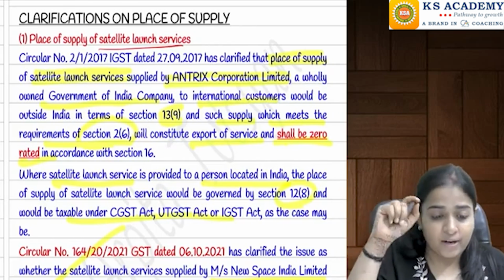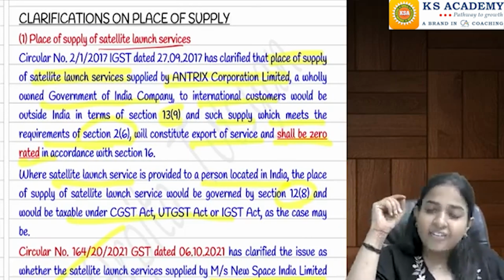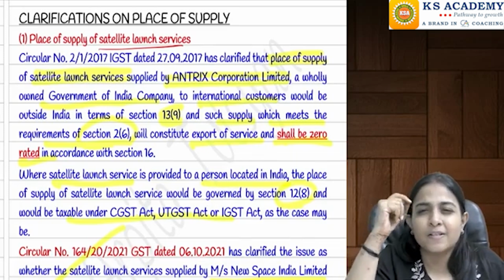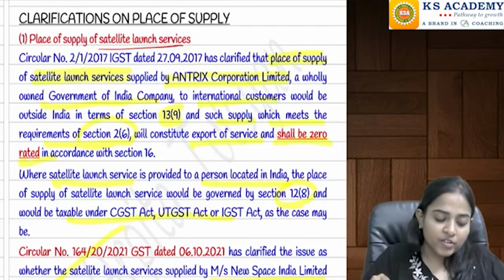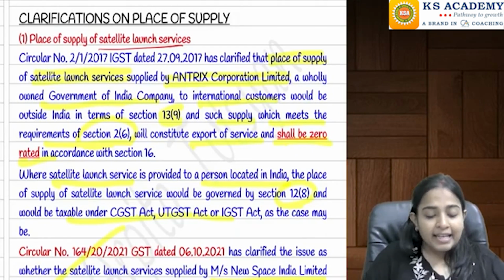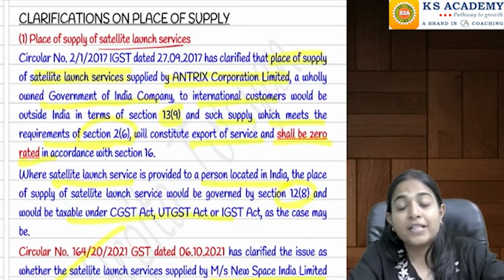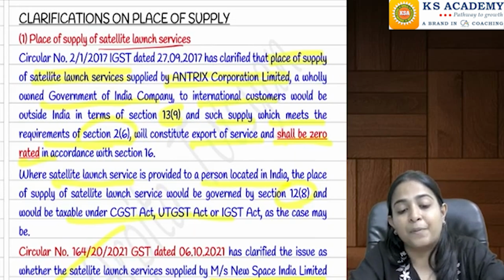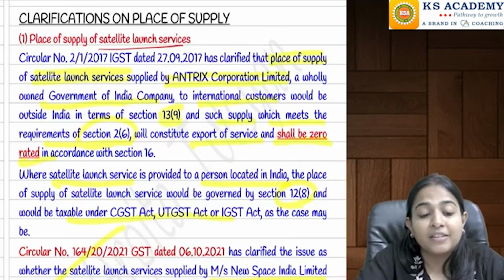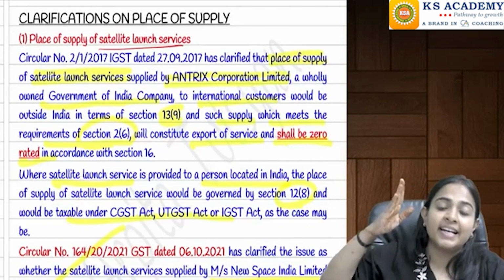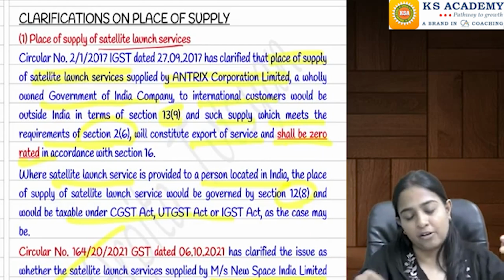Now it was already decided in one of the circulars issued in the year 2017, a company specific circular, that whenever Antariksh Corporation Limited is providing satellite launch services to its international customers, then the place of supply of service will be calculated as per section number 13.9. Sorry, not 13.6, it will be calculated as per section 13.9. 13.9 means they were taking it as transportation of goods, like many things go into the space and then they capture it and study and do all those things.